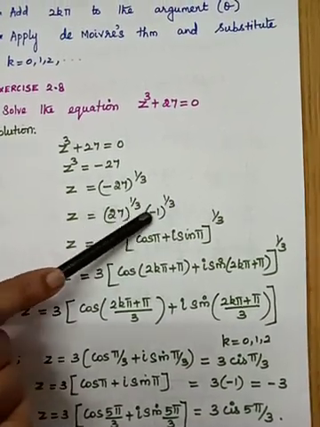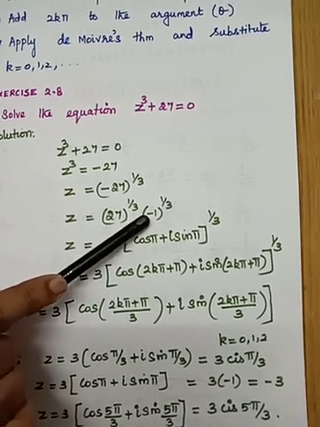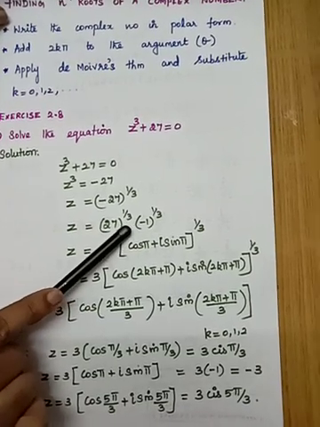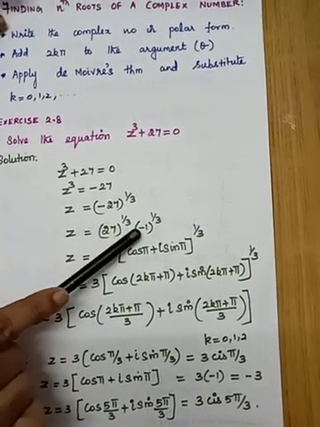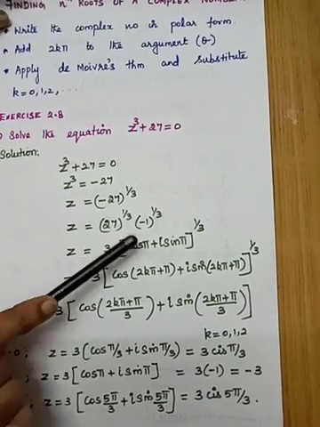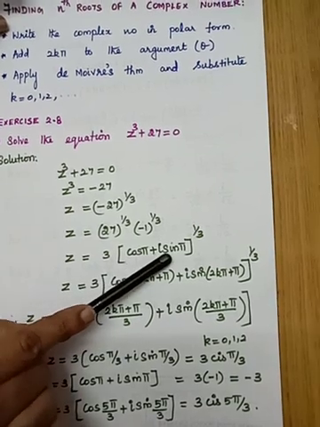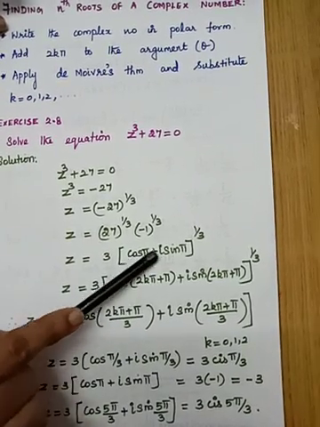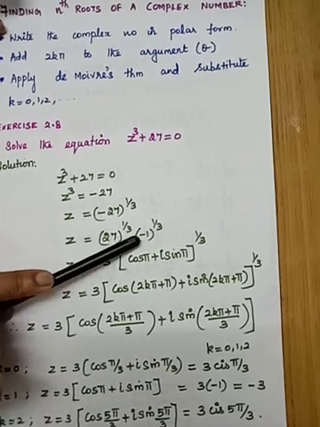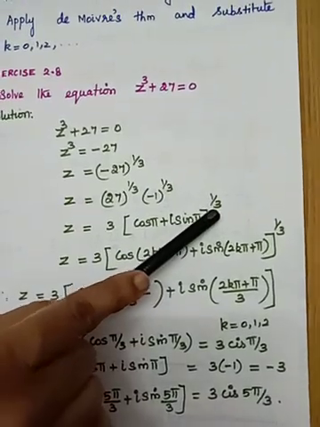How many solutions does it have? 3 solutions. So using De Moivre's theorem and polar form we are going to find the solution. See the minus 1, what's the first step? You have to write it in polar form. So the polar form of minus 1 is cos pi plus i sin pi, since cos pi is minus 1 and sin pi is 0. So minus 1 to the power 1 by 3 is cos pi plus i sin pi, the whole power 1 by 3.